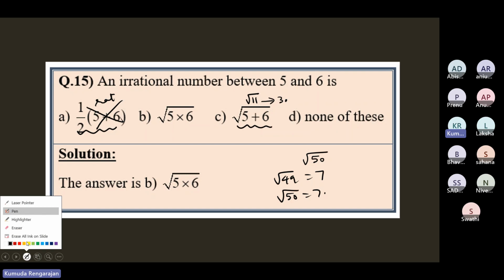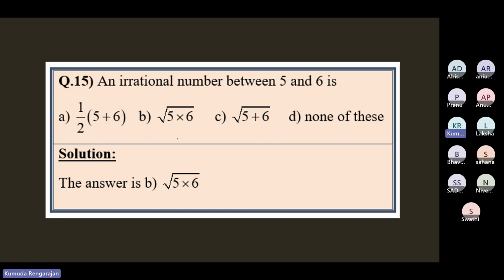See, I'll tell you something. One minute. All of you listen carefully. Now root 16 to root 25. What are the numbers we have? Root 17, root 18, root 19, root 20, root 21, root 22, root 23, root 24. These are the numbers we have.